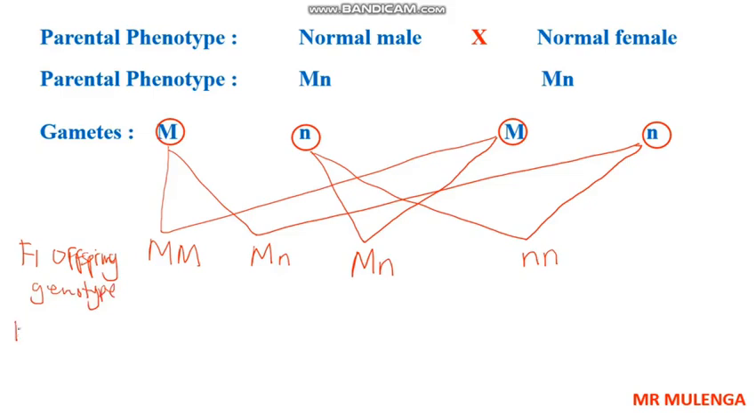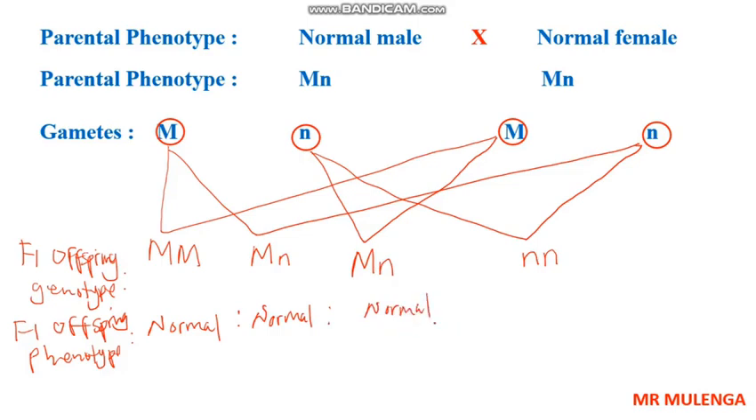Then from here we need to come up with the F1 offspring phenotype. So under the F1 offspring phenotype, we are just going to denote this phenotype using the genotype. So here the genotype is MM. Remember we are looking at albinism. This is normal, because M was dominant. Then here again MN, this is normal as well. Again we have MN, this is also normal. Then here we have NN, homozygous recessive. So this one is the albino. So we have answered our question. This is how we can come up with the genetic crossing.